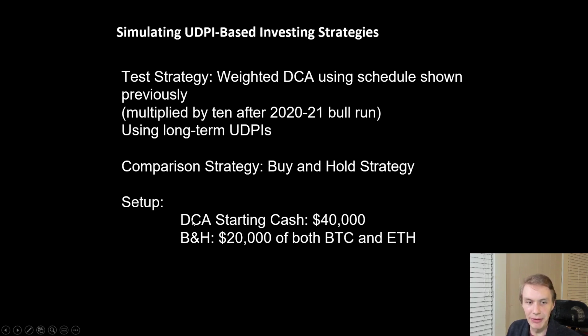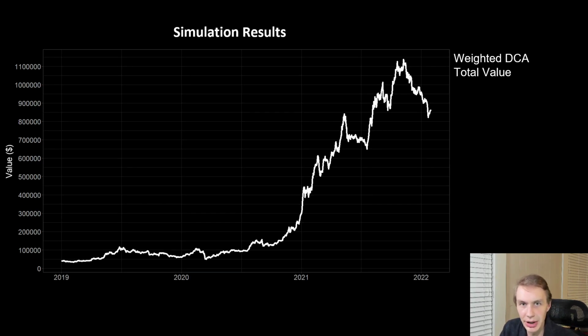Let's see if this DCA approach, this using the UDPI for Bitcoin and Ethereum and then trading between them, can beat it. Let's see if this can do better than the buy and hold strategy across that same time period. Okay, so let's look at the results.